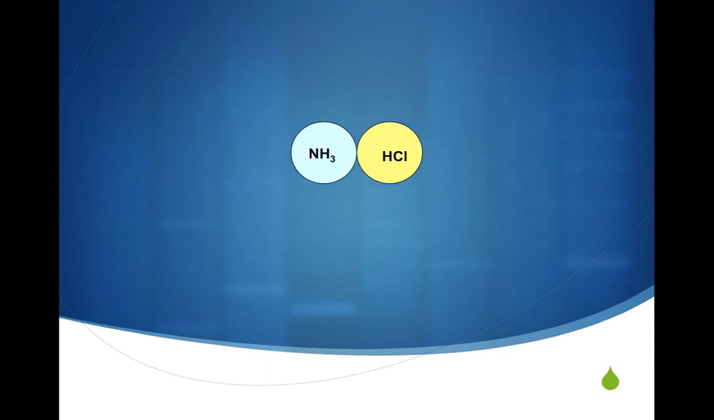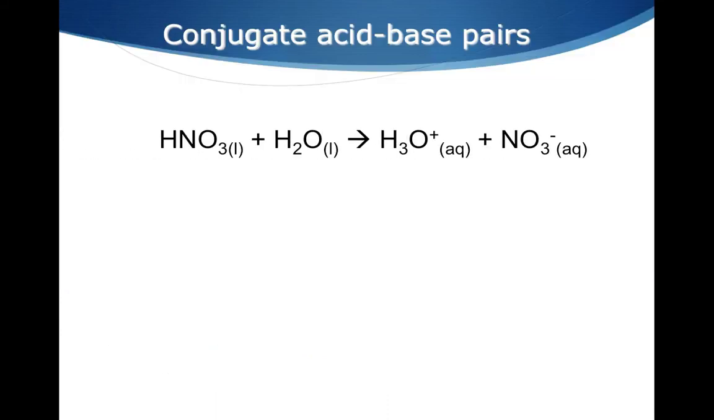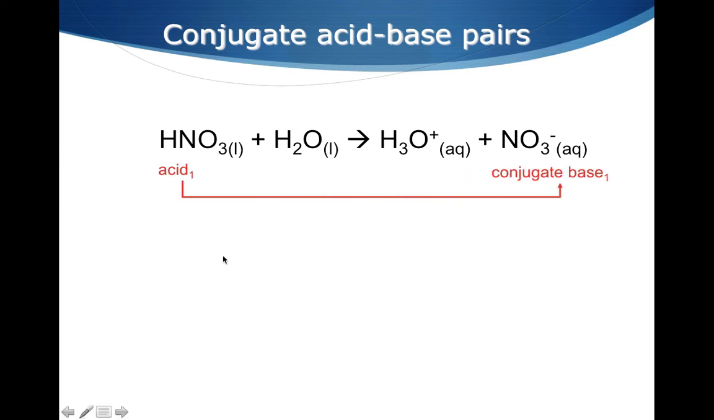So being an acid and a base, they come together and they exchange a proton. So the ammonia grabs a proton and becomes ammonium. The hydrogen, of course, gives it up and becomes its conjugate base. So we go from hydrochloric acid to the chloride ion. Again here we can see an example of an acid and its conjugate base.